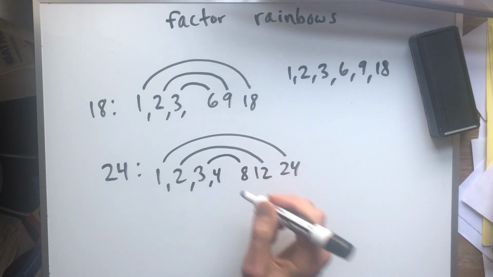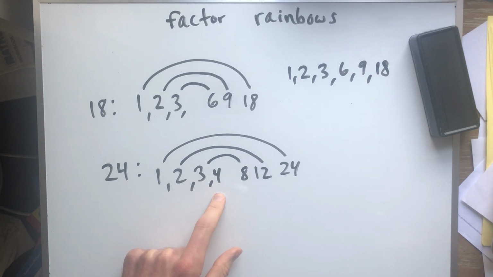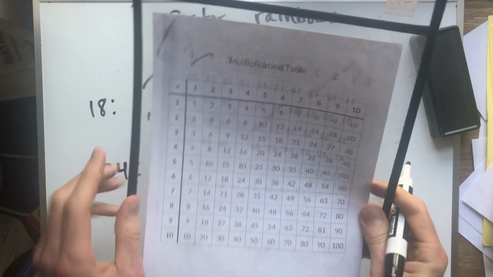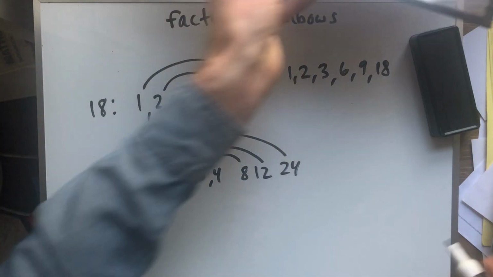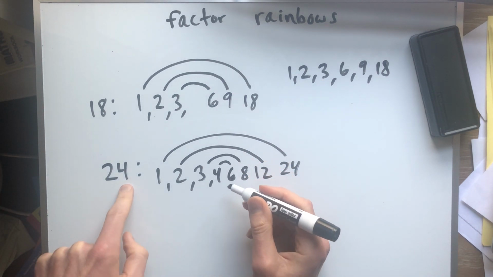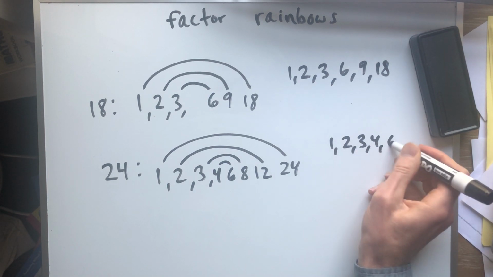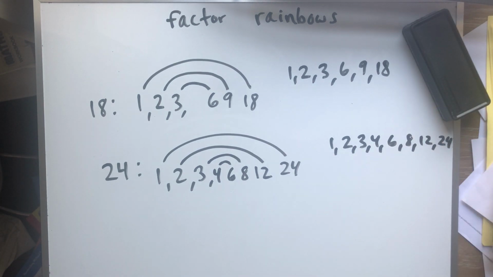And 4, does 4 go in? Remember, if you want to think, does 4 go into a number, you think, can I half the number twice? Yeah, because half of 24 is 12. Half of 12 is 6. So it sure does. 4 times 6 is 24. And I know 5 doesn't go in because it doesn't end in a 5 or 0. So that's all of them: 1, 2, 3, 4, 6, 8, 12, 24. Wow, that number has a lot of factors.